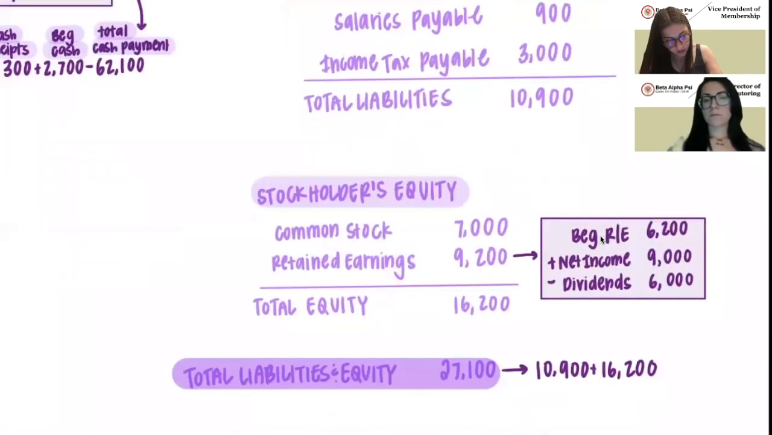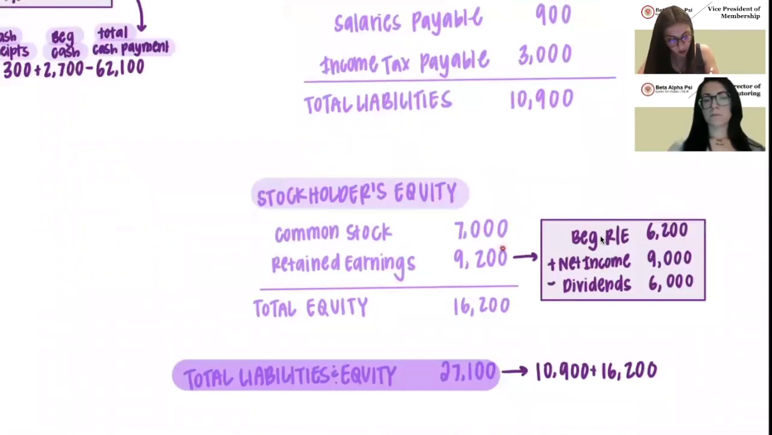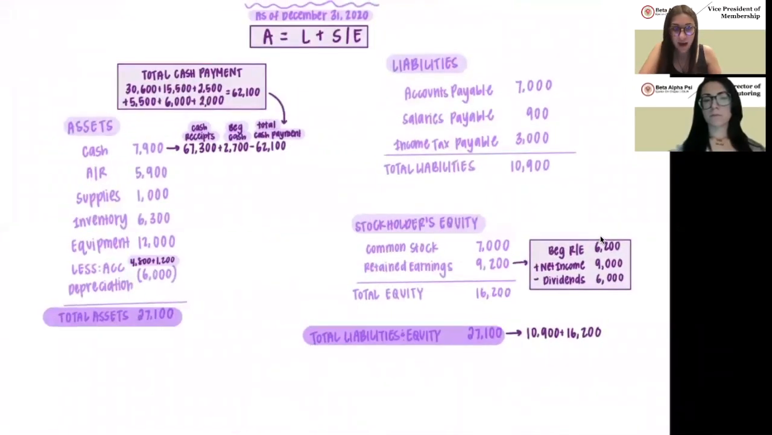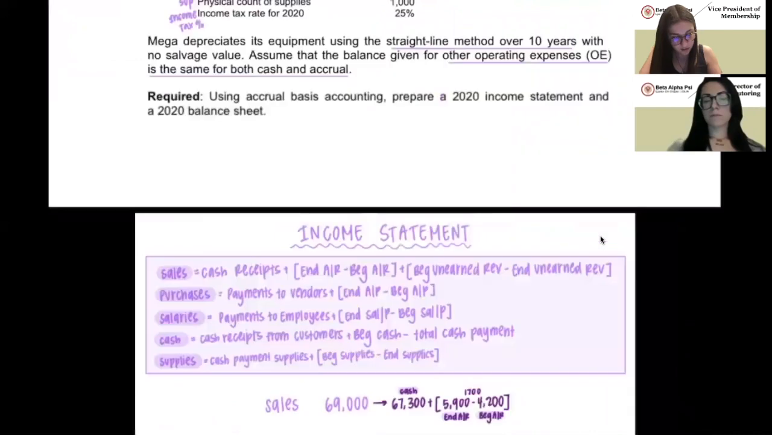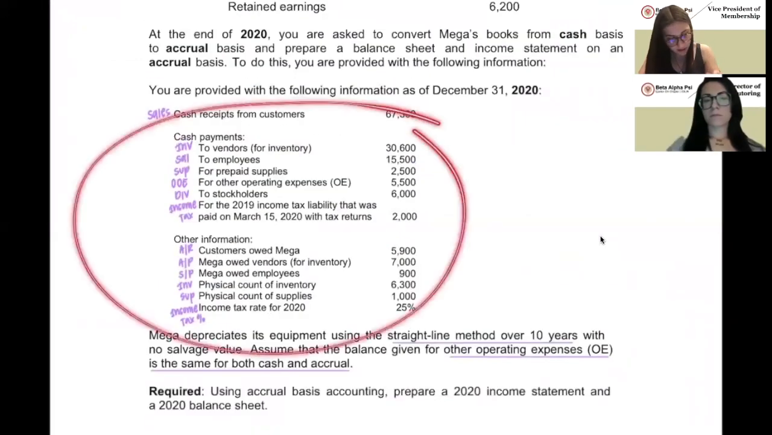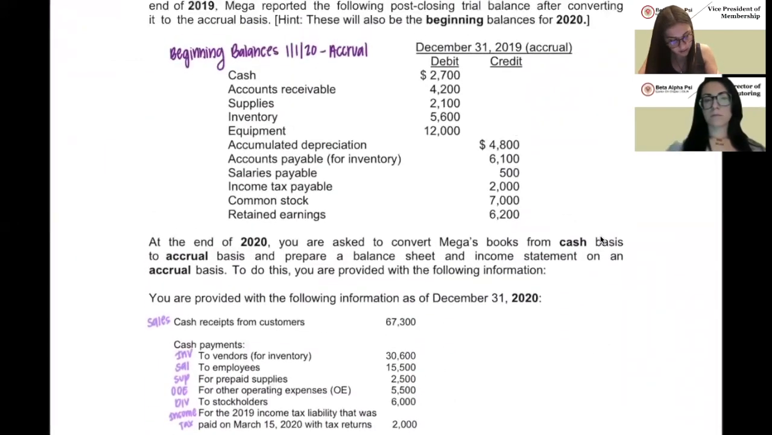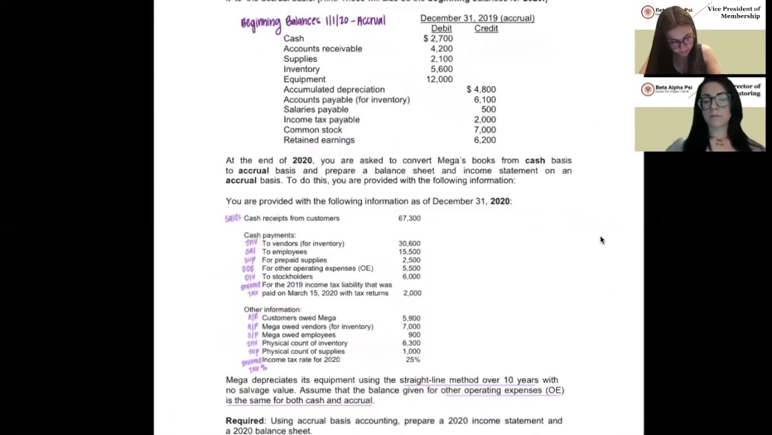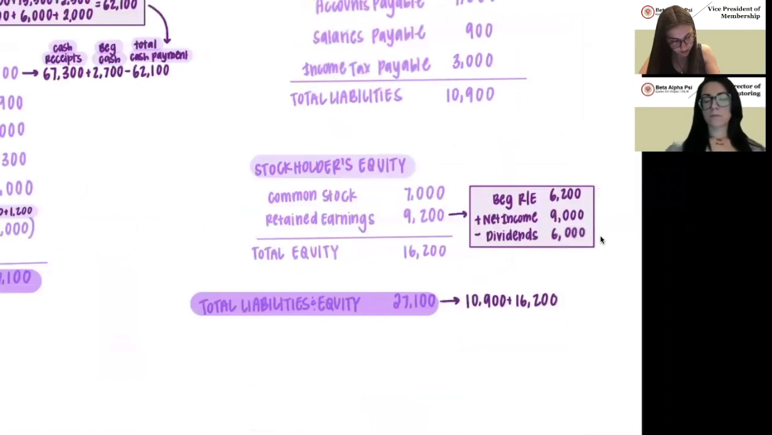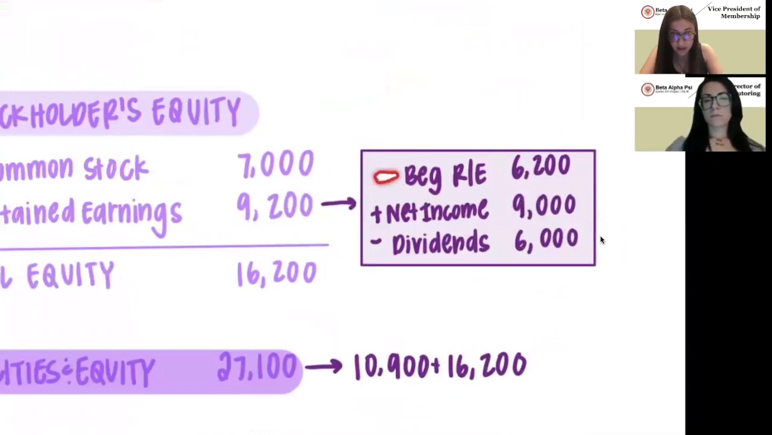Now we move on to our stockholders' equity. Common stock, nothing happened during the year for common stock. So we're going to pull the common stock from our beginning balance, the $7,000. And we're just going to plug that in. Now our ending retained earnings, we have a formula for. It's going to be our beginning retained earnings plus our net income minus our dividends.